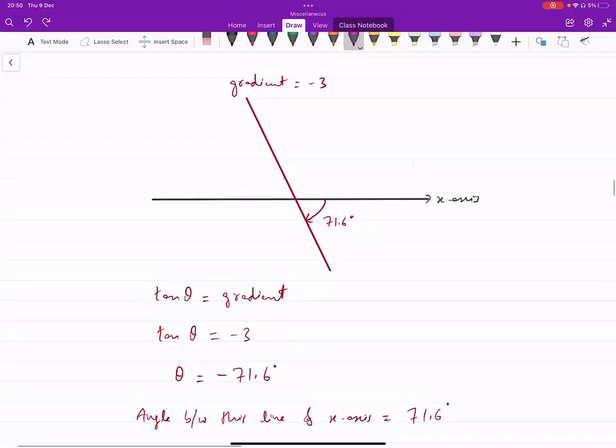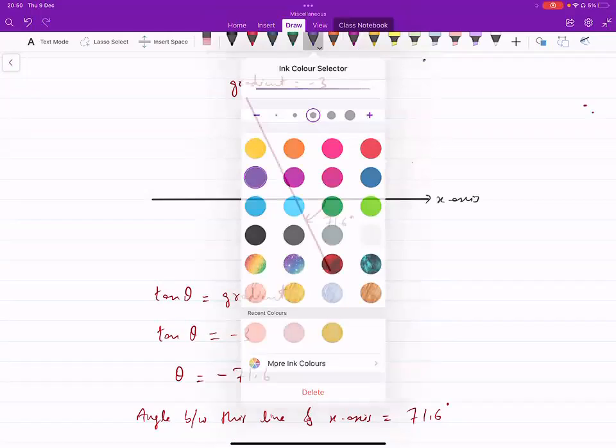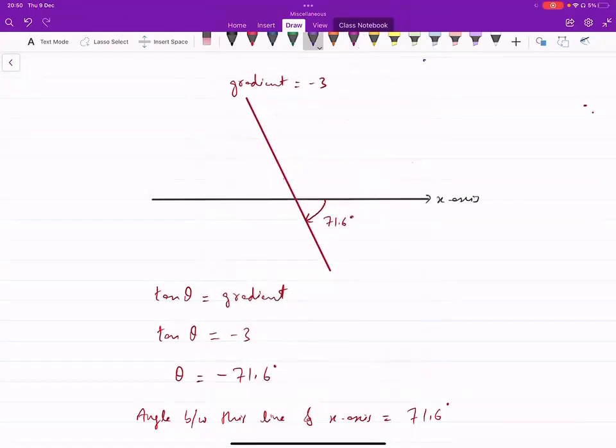Yeah. So even if it turns out to be negative at the end, it doesn't make any difference. All you have to do is, it's clockwise or anti-clockwise, it's the same angle, right? So the angle between the line and the x-axis, this is 71.6 degrees in this case.